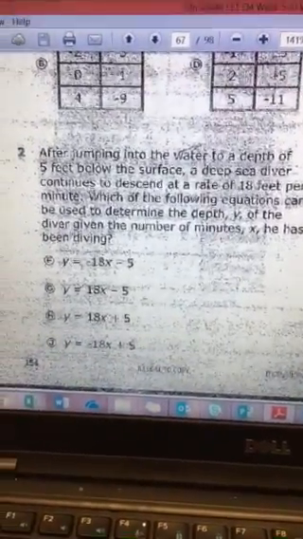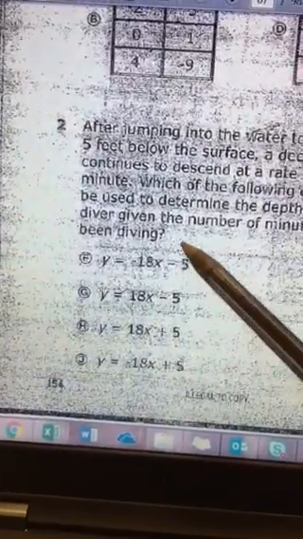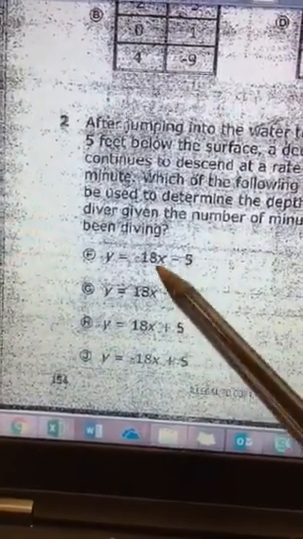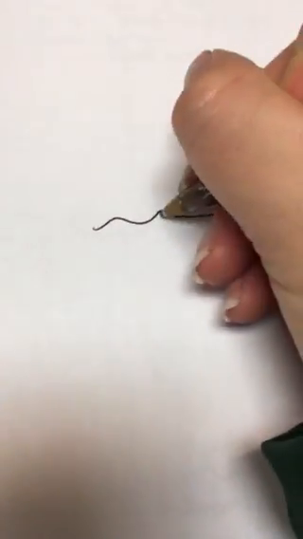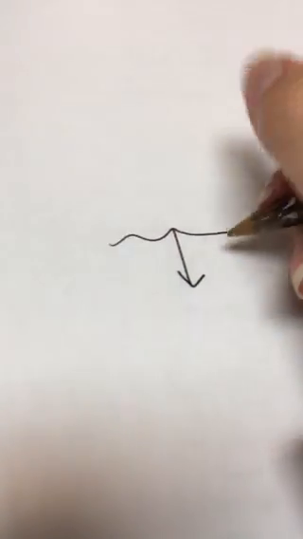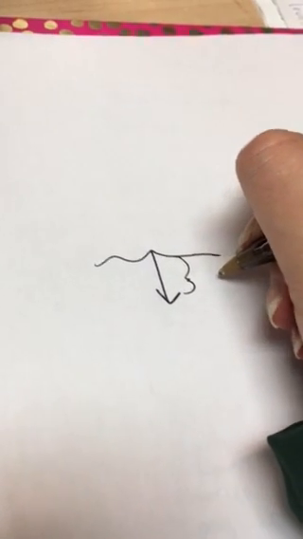For number 2, this one gives you words and asks you to match it to an equation. So right away I notice the answer choices look really alike, but it's going to either be a -5 or a +5, a -18 or a +18. So it says, after jumping into the water to a depth of 5 feet below the surface. So if I wanted to draw that as a picture, here's the surface of the water. He's going below, 5 feet below. Is that going to be negative or positive?